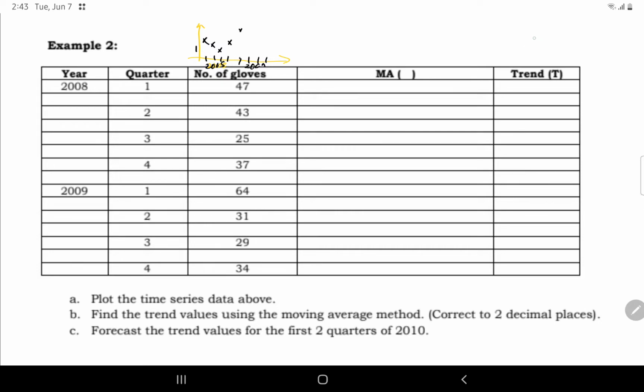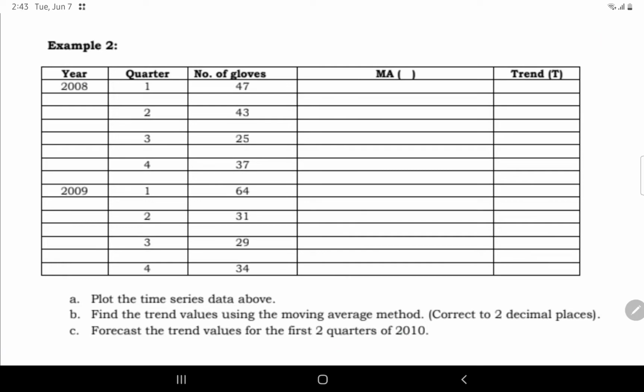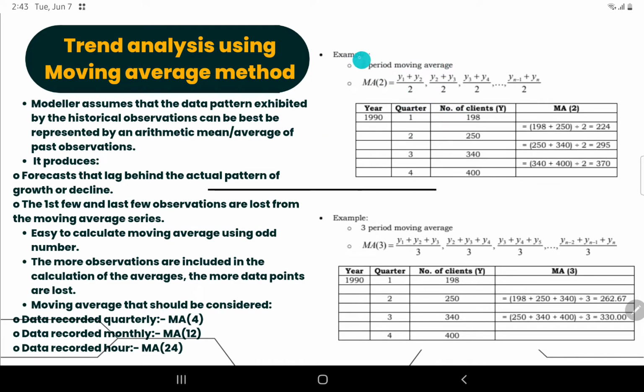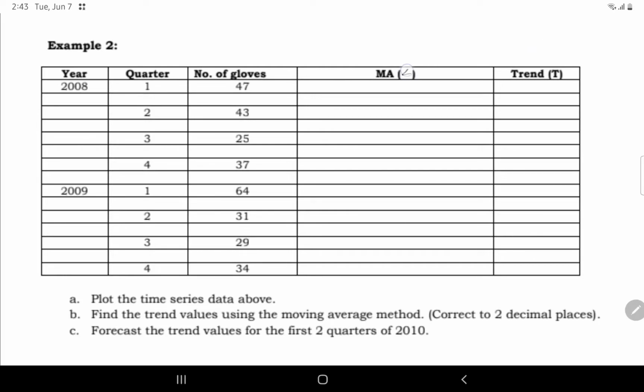Okay, yang saya nak tunjuk adalah question B. Find the trend value. We want to find what is our T, using the moving average method. Untuk yang ni kita tengok data dia adalah 4 quarter, so kita buat MA4 kat sini. Yang tadi adalah moving average 2, ni moving average 3, tapi yang ni kita buat moving average 4. So, our MA4 lah kat sini.